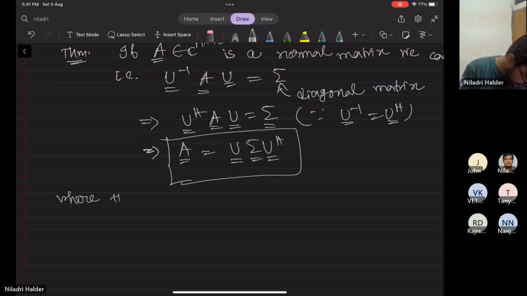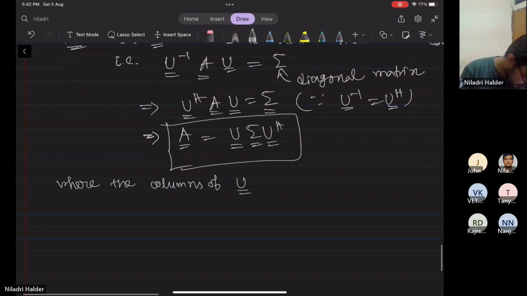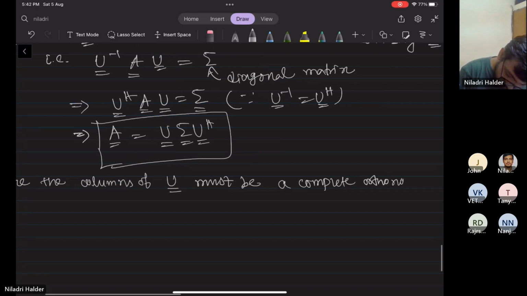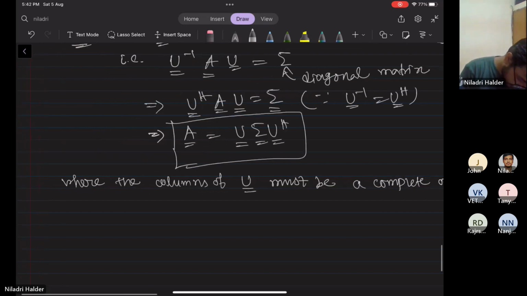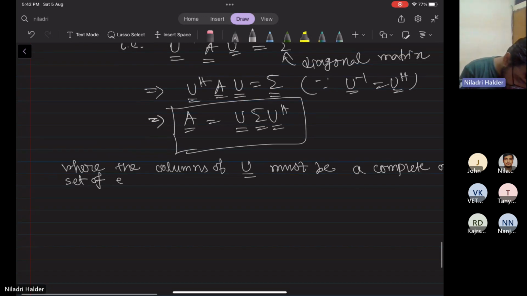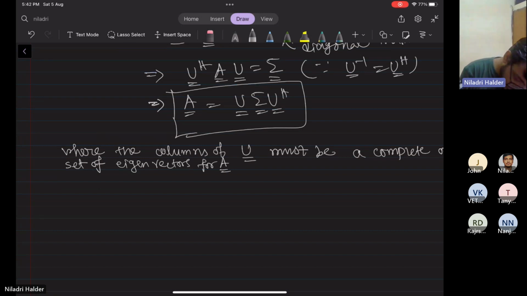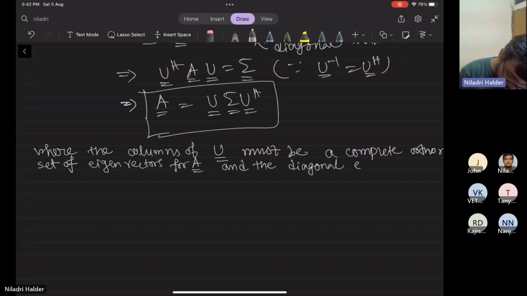where columns of U must be a complete orthonormal set of eigenvectors for A, and the diagonal entries are the associated eigenvalues.